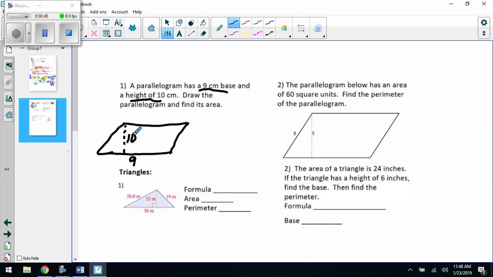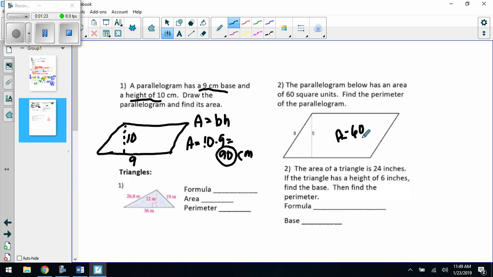We're going to go back to our formula, which, as just a reminder, is area equals length times width or base times height. So in this case, it would be 10 times 9, which we know is 90 centimeters specifically. Moving on to number 2, it says the parallelogram below, and it has a picture, has an area of 60 square units. So we know the area is 60. We need to find the perimeter.